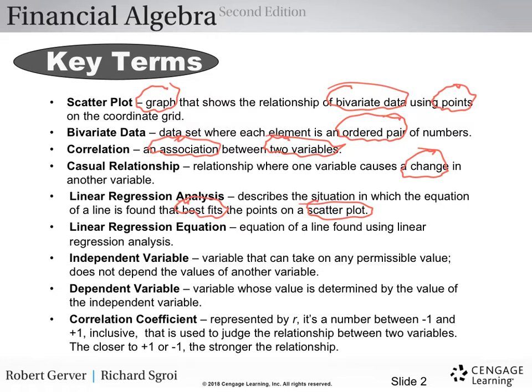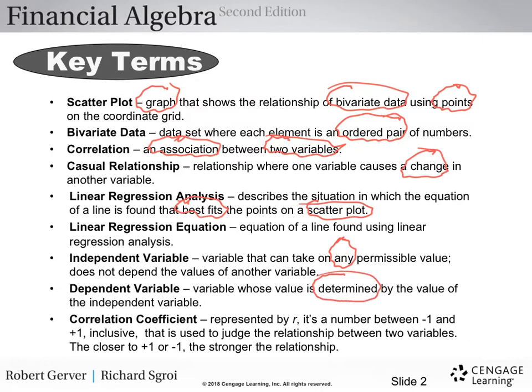So using linear regression analysis, we find a line that best fits, and then that equation is the linear regression equation. Independent variable is the variable that can take on any permissible value, okay? It does not depend on the values of another variable. A dependent variable, however, is a variable whose value is determined by the value of the independent variable.